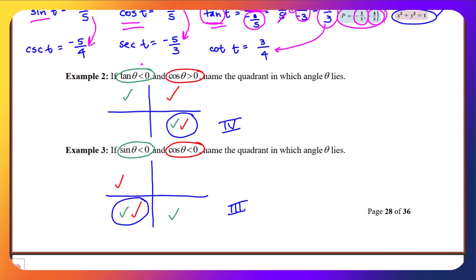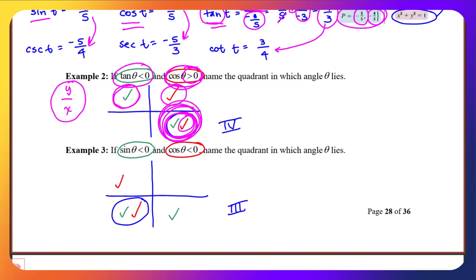Now a little thinking here, if tangent is negative, well, that means that I have y over x, and one is positive and one is negative. And so that's going to be here. This is where x is negative and y is positive. Or here, that's where x is positive and y is negative. For this ratio to be negative, one's positive, one's negative. Cosine is greater than 0 or positive when x is positive. That's in the first and fourth quadrants. To have both of them be true, I have to be in the fourth quadrant.